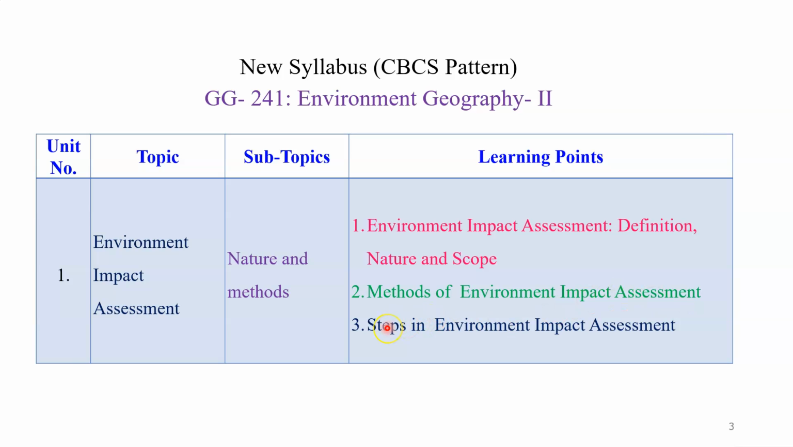Then the last learning point of the first chapter is steps in environmental impact assessment. Generally, there are 8 major steps that are included in this process. For example, it includes screening, scoping, impact analysis, mitigation reporting, review of environmental impact assessment, decision making, and post monitoring. Such types of steps are included in environmental impact assessment. This was about chapter number first.